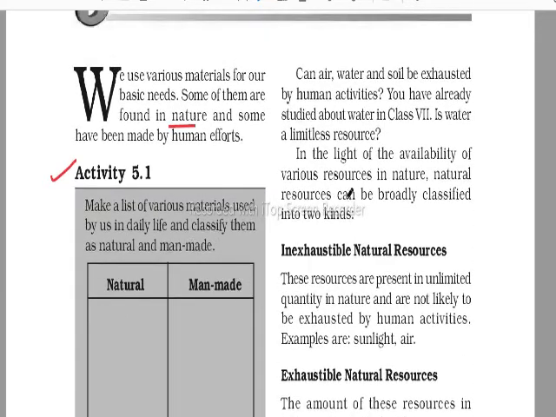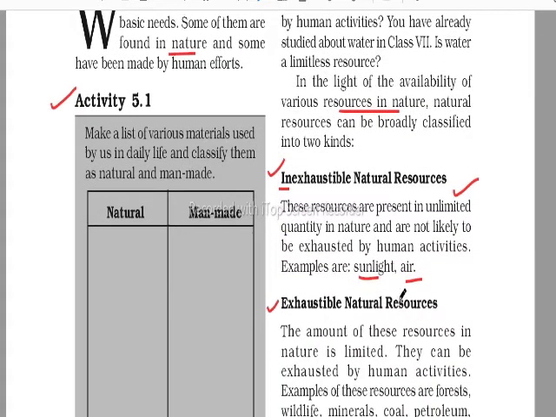On the basis of their availability in nature, the resources are broadly classified into two types. The first one is inexhaustible natural resources, and the other one is exhaustible natural resources. Inexhaustible natural resources are present in unlimited quantity. That means whatever the amount we want to use of those resources, they are not going to end up, right? So, for example, sunlight and air.